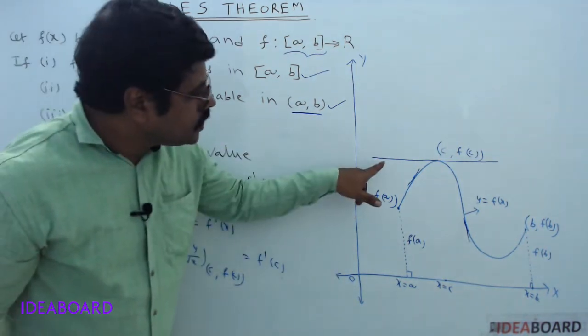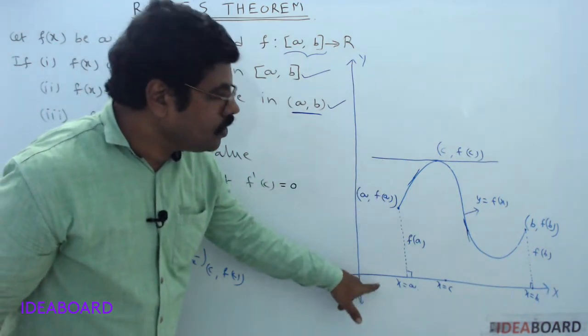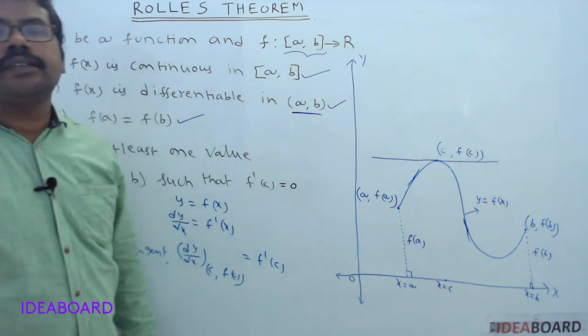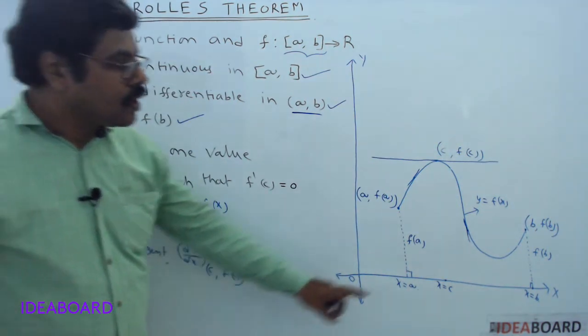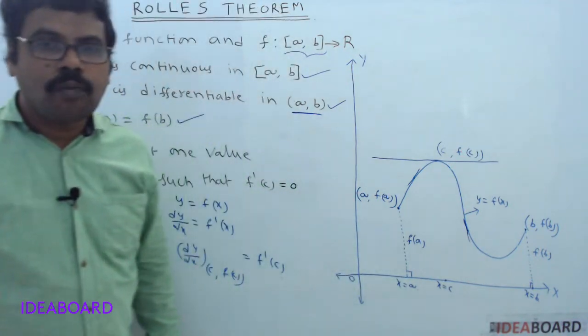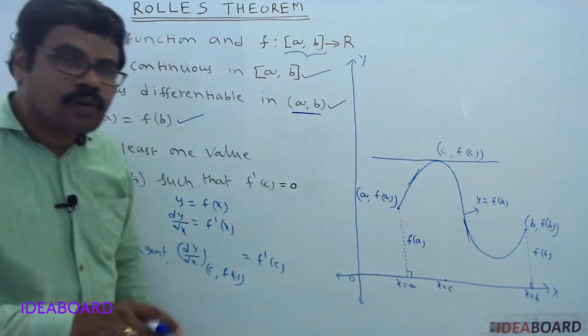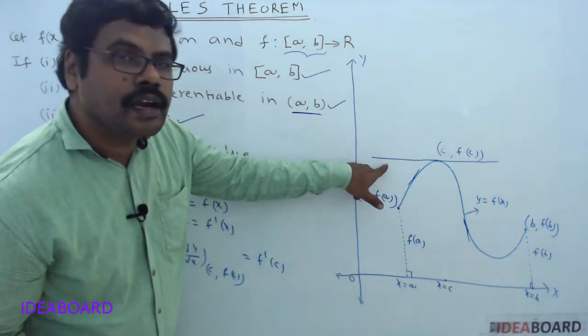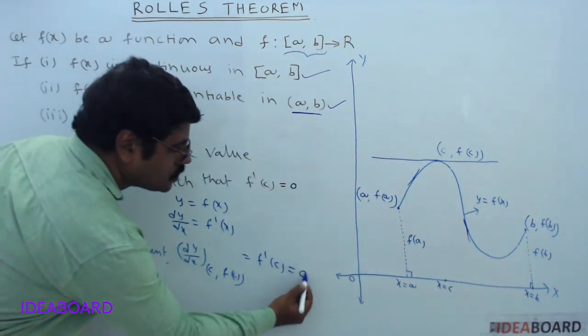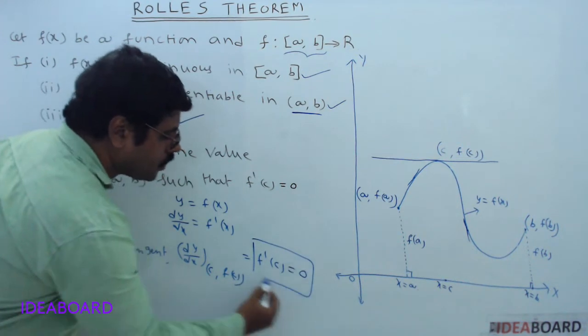Now here this tangent line is parallel to x-axis. If any two lines are parallel, then their slopes are equal. Now what is the slope of x-axis? 0. Now the slope of x-axis is 0, so the slope of this tangent line is also 0. Now the slope of this tangent line is 0, which is our required condition.